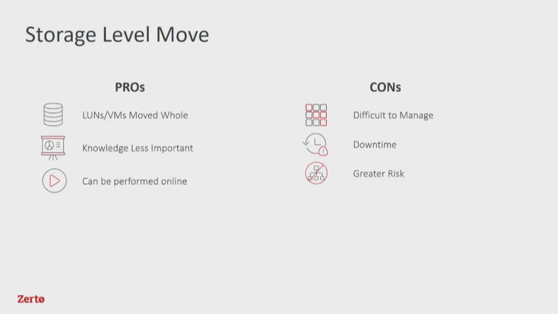Again, with the greater risk element, if you're doing a storage vMotion, for example, you've started the migration. If the line goes down or there's connectivity issues during that migration, it doesn't effectively pause where you were at. You have to start again from scratch. So you're going back and reinitiating that move.